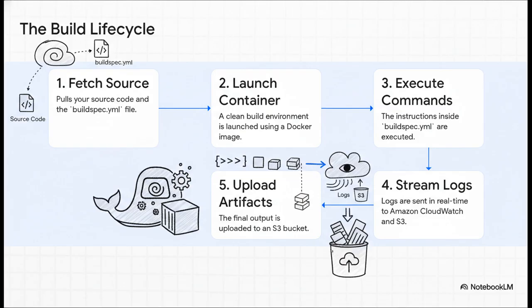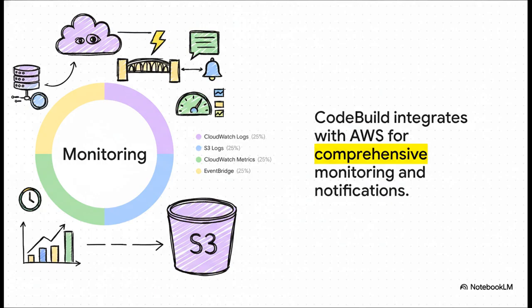And while all this is going on, it's streaming logs out so you can see what's happening. Finally, assuming everything went well, it takes the output, your compiled app, your zipped up package, whatever it is, we call that the artifact, and it uploads it to an S3 bucket for you. And this logging, it's about so much more than just seeing if a build passed or failed. With CloudWatch logs, you can dig in and debug issues as they happen.